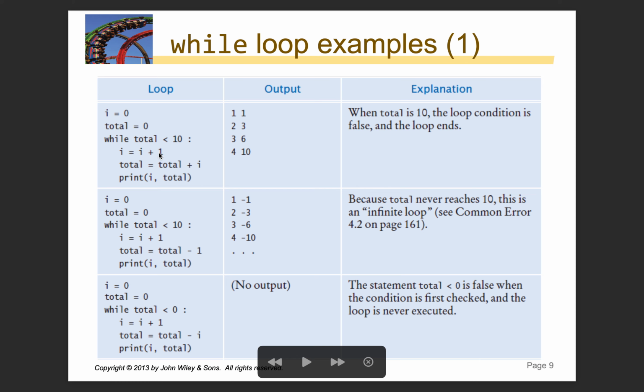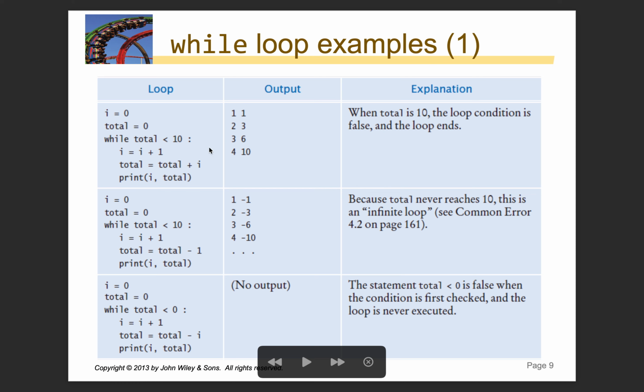I is 3, 3 plus 1 is 4, so now I is set to 4. Total is our previous total, which was 6, plus our I value, which is 4, so we get 6 plus 4 is 10, and we print out our I value, which is 4, and our total value, which is 10. We go to the start of the while loop. Is 10 strictly less than 10? No. This is now false. We stop running the code inside the loop, and our loop ends.